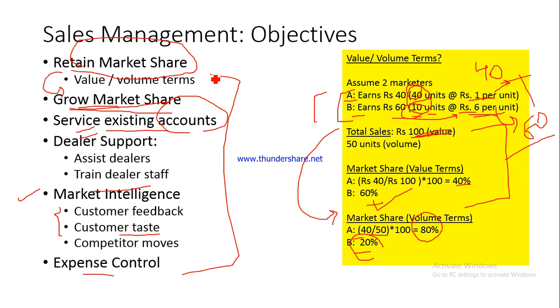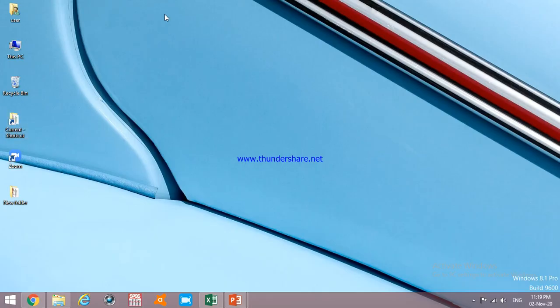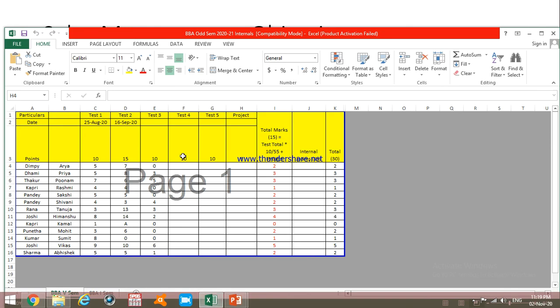So these are the various objectives of sales management. Now before moving on to the next section that we are going to discuss, I would like to brief you about the marks that you have scored in your quiz, which was conducted on 2nd of November and which covered Unit 3. So let me come back to that particular sheet. These are the marks which have been scored by the different students. I have not been able to update this, so I'll update that as well.